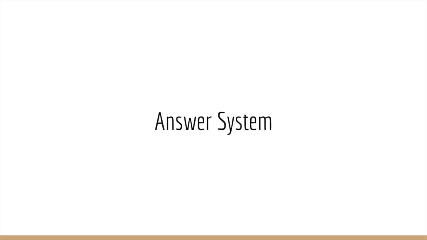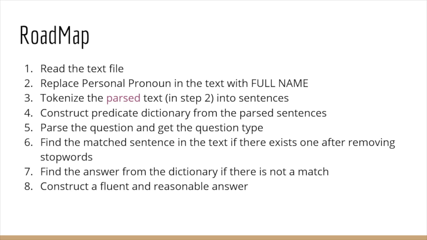Here is our answer system. And this is the overall roadmap. After reading the text file, we will replace the personal pronouns in the text with full names. And then we will tokenize the parsed text into sentences and construct a predicate dictionary from these parsed sentences. Given a question, we will parse it and get the question type. We will first try to find a matching sentence in the text after removing stop words. But if there is not a match, we will simply refer to the pre-constructed dictionary and try to find the answer and construct a fluent and reasonable one.